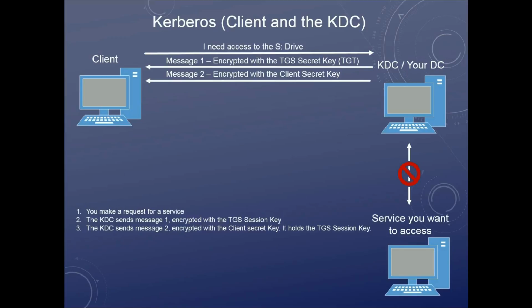Then it's going to send message 2 also. Message 2, again, is going to have some things. It's going to have the TGS name. It's going to have the timestamp. And it's going to have the TGS session key. So it's going to hold the key to establish the session. Okay. Now, the big thing here is what it's encrypted with. It's encrypted with your secret key.